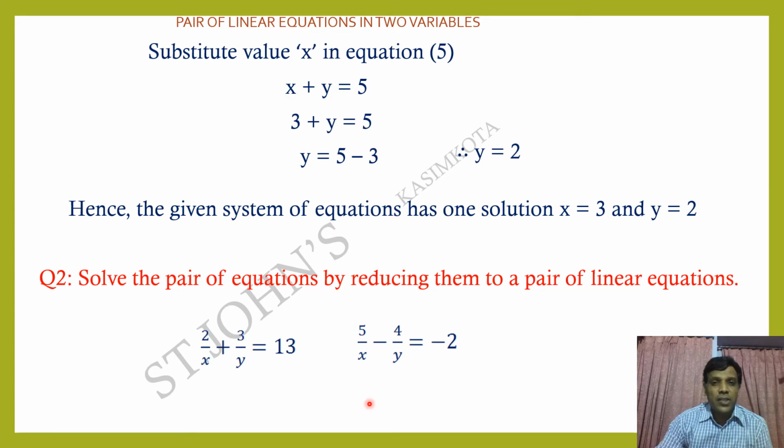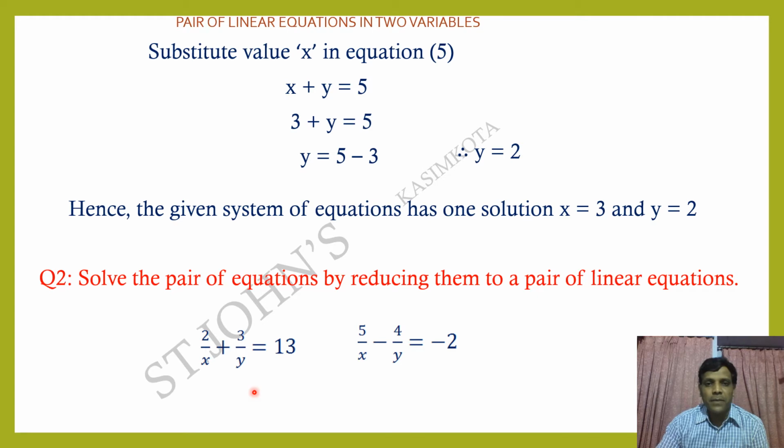So what are the reducing terms here? x and y, because the first equation contains x and y in the denominator, and at the same time the second equation also has x and y in the denominator. So now we have to reduce the terms x and y. 2/x means 2 into 1/x, plus 3/y means 3 into 1/y. Here 1/x and 1/y are reducing. Let 1/x = a, 1/y = b.